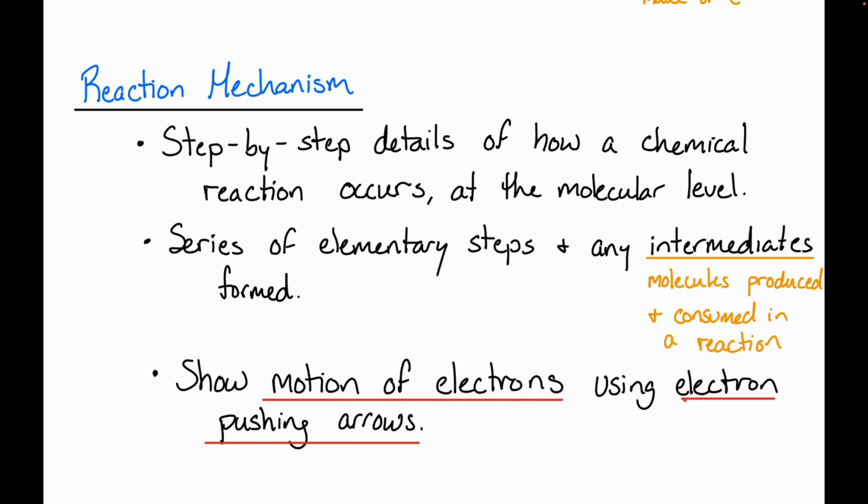Again, what's happening in a chemical reaction? We're making and breaking bonds. Those bonds are made up of electrons. So if we can show how the electrons are moving around, we can show how exactly that reaction is occurring.